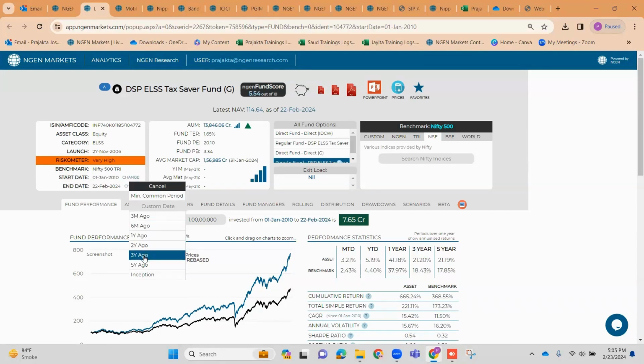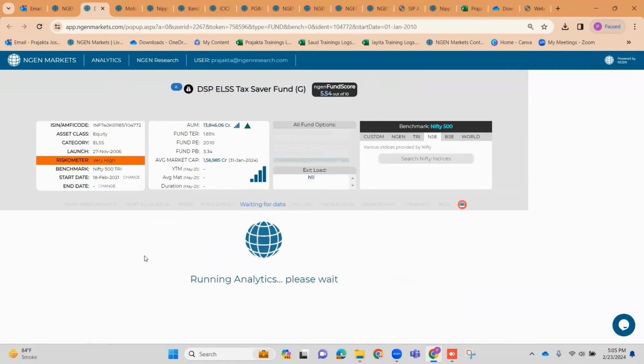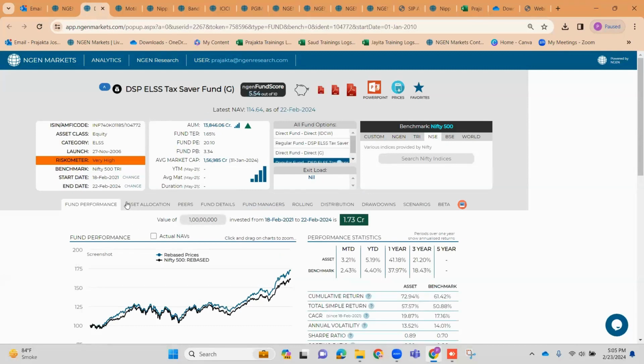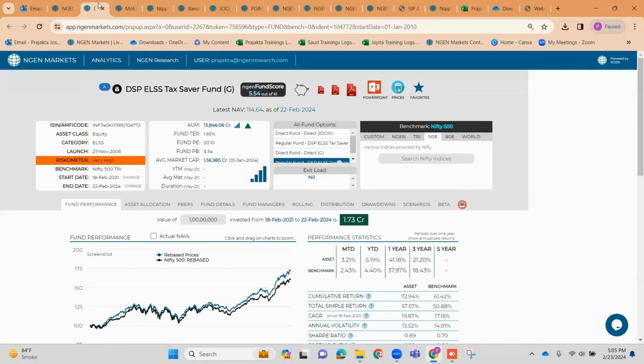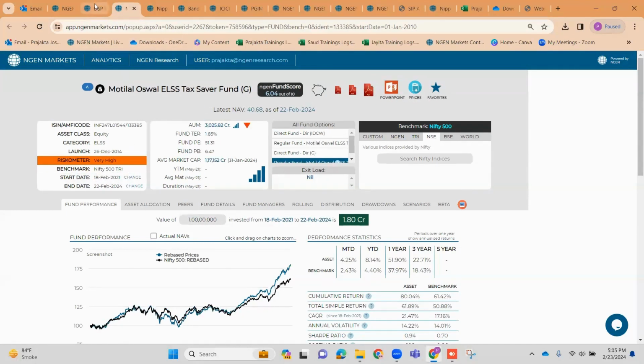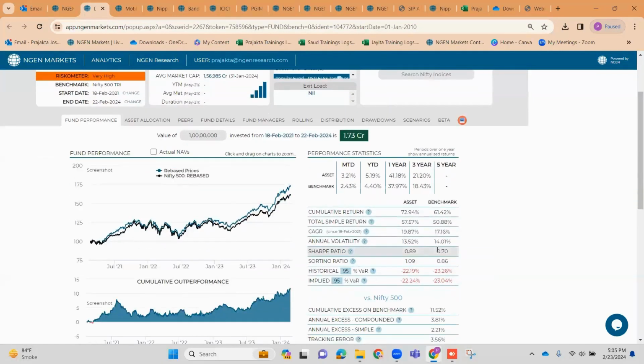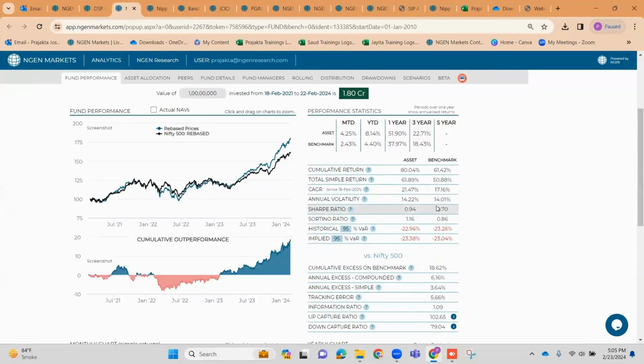It's not an issue. The only thing you have to ensure is that a common start period is chosen. In this case, I've chosen a 3-year period for DSP ELSS. Go here in Motilal, again change it to a 3-year period. Now that we've ensured it's the common start, let me check. Yeah, it's 18th Feb to 22nd Feb for both. Go here and check the Sharpe ratios. It is going to match. Sharpe and Sortino for this benchmark are 0.70 and 0.86. It has to match.